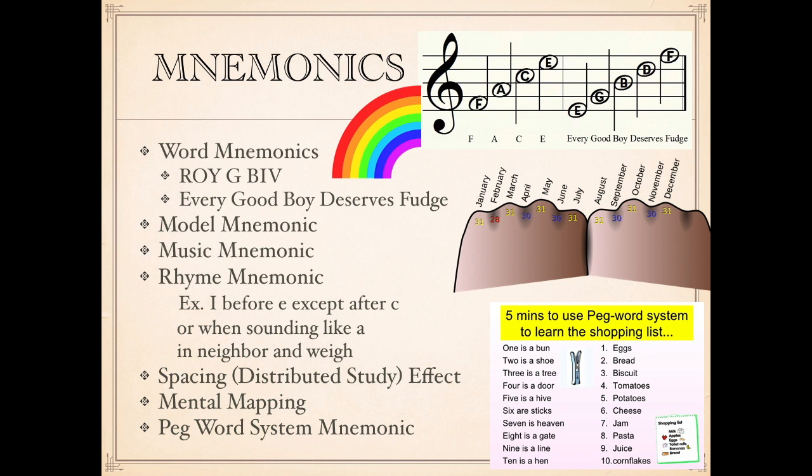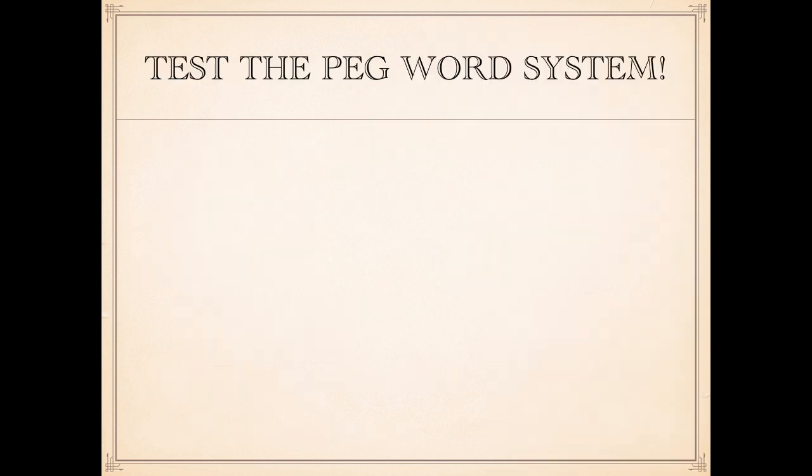Now let's see how good this peg word system is with just that one run-through of the list. Okay, so let's test this peg word system. All right, the first one, do you remember the rhymes? Let's go through the rhymes first. One is a bun, that's right.